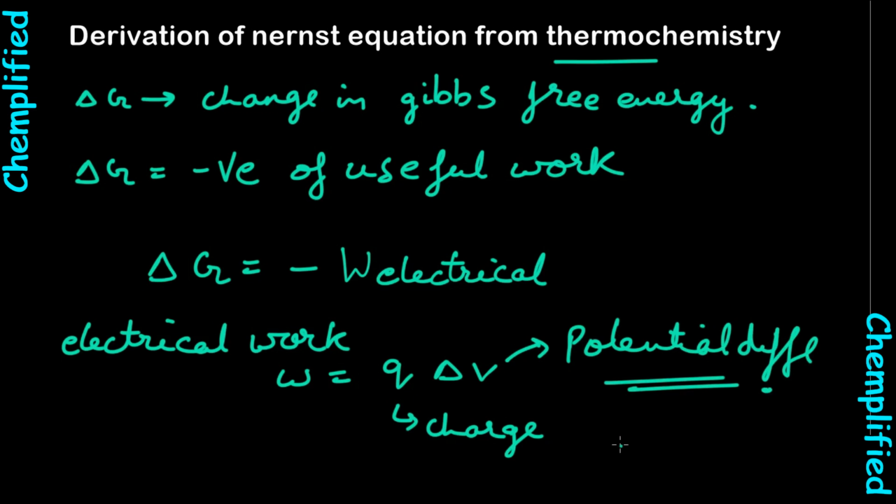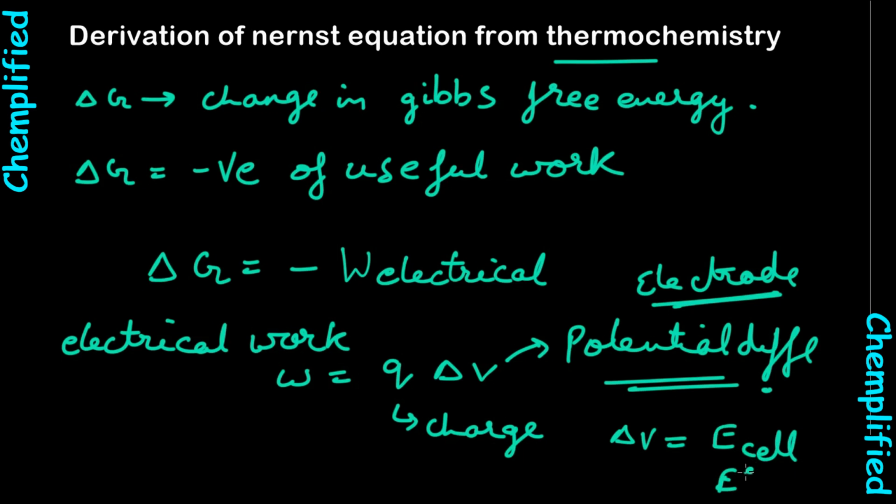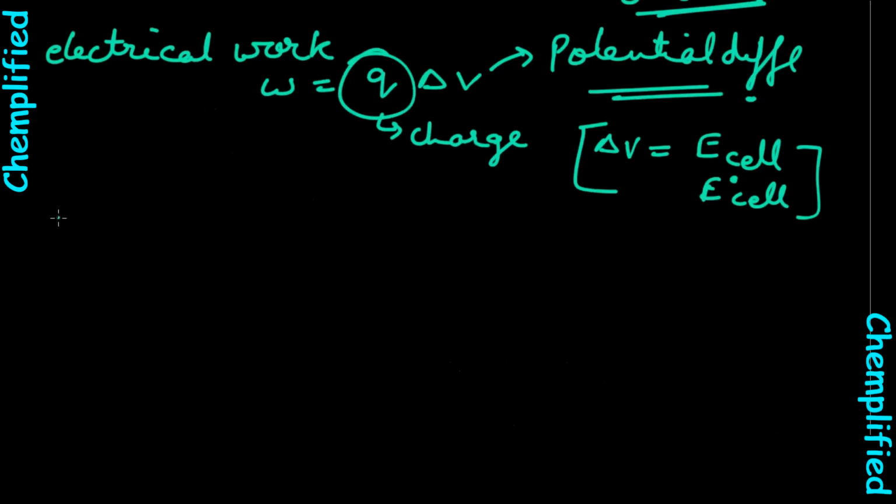Now, in our case, the potential which we are talking about is electrode potential. So in place of delta V, you can write E cell or E naught cell. According to the case, we will take a look at these both values later. Just remember, delta V in our case is equal to E cell or E naught cell. Let's talk about Q. Q is our charge, right? Charge on electron, because we are talking about electron transfer.